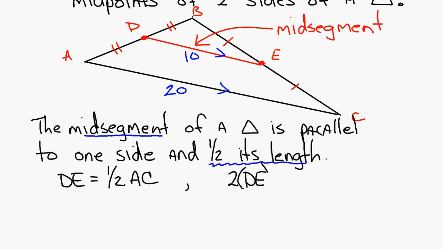Because some of the times you're going to be given the length of the midsegment and asked to find the third side. Sometimes you'll be given the side of the triangle and asked to find the midsegment. So you can use either of these formulas. Midsegment equals half the side of the triangle, or 2 times the midsegment equals the third side of the triangle. Questions?